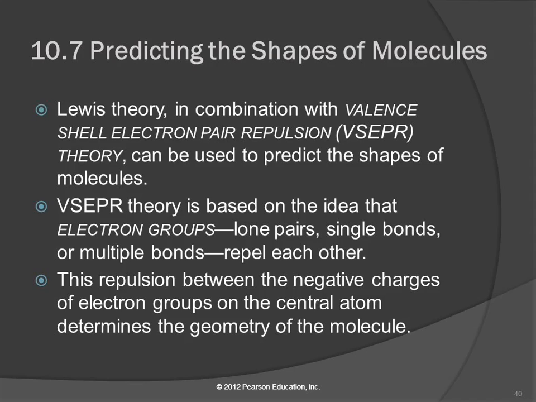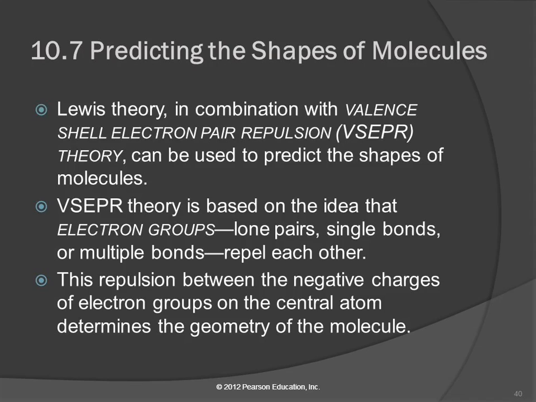And again, it doesn't work for everything, but it works for a lot of things. The basic idea here is that electron groups, and by electron group we mean a lone pair, a single bond, a double bond, or a triple bond, each of those is considered one group of electrons. One group. The electron groups repel each other.